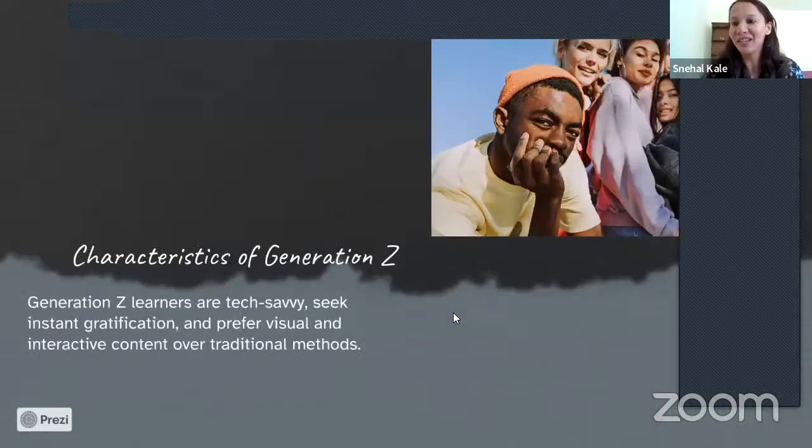What is the characteristic of Generation Z? These are really tech-savvy people who seek instant gratification, and they prefer visual and interactive content over traditional methods.